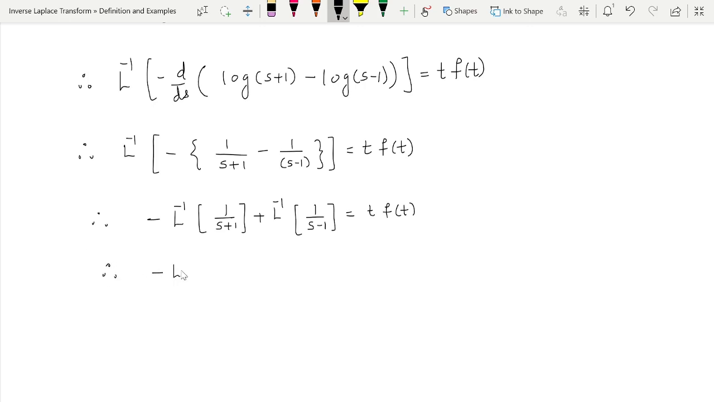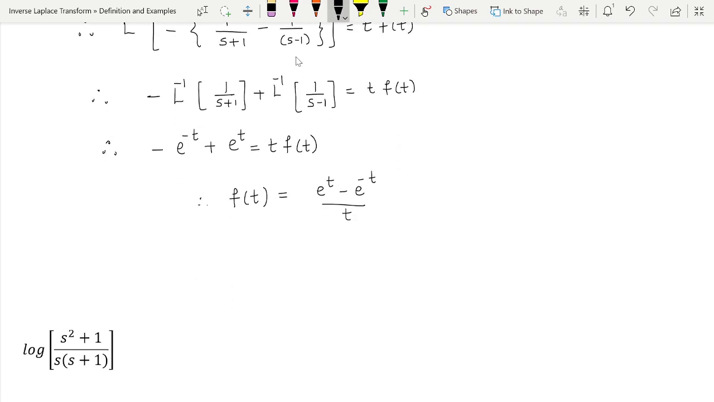Therefore, now what is L inverse of 1 upon s plus 1? It is e raised to minus t, so minus e raised to minus t plus e raised to t is equal to t multiplied by f of t, and therefore f of t will be equal to e raised to t minus e raised to minus t upon t. Since f of t is nothing but L inverse of phi of s, L inverse of phi of s is equal to e raised to t minus e raised to minus t upon t.